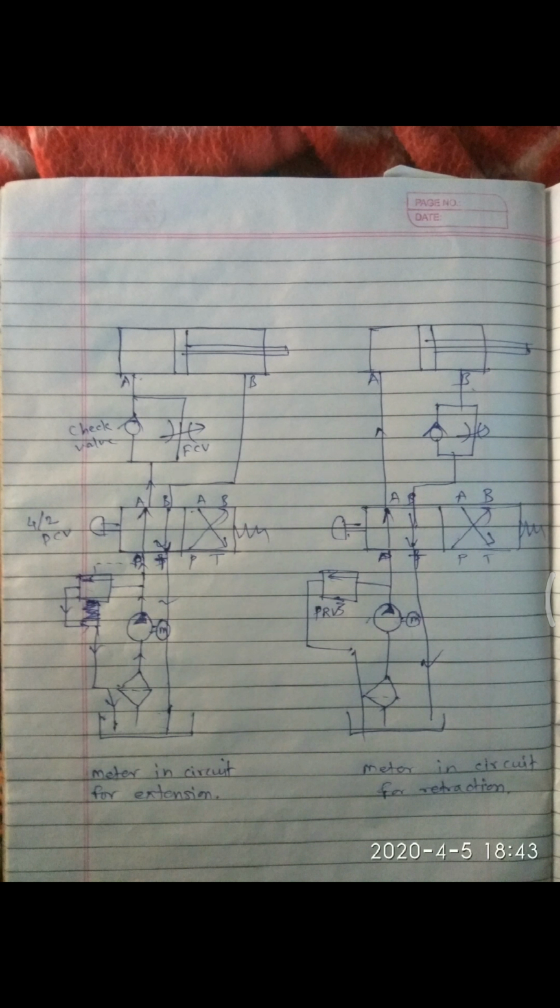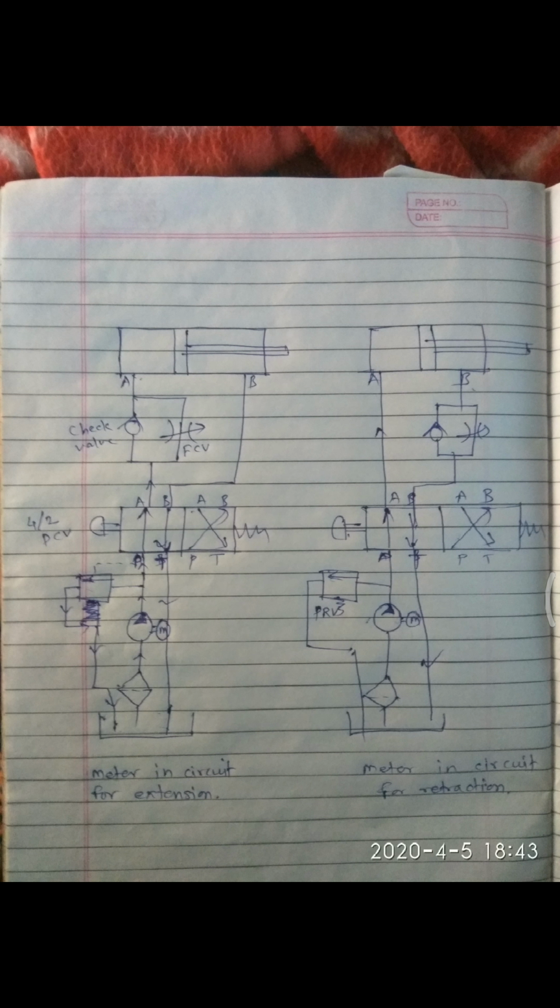Now, left hand figure, same figure is there, meter in circuit for the extension. Here, same thing is there, pump is pumping the fluid. Now P to A, from the A there are two ways, but check valve is in a closed condition. So the flow is through the flow control valve. I am explaining the same diagram, left hand side diagram. Flow is occurring through the flow control valve, so metered quantity is there. So extension stroke, meter in circuit for the extension, this is the thing.